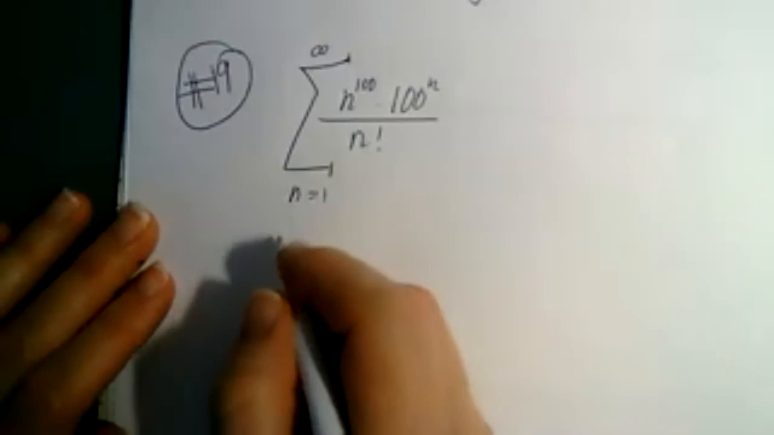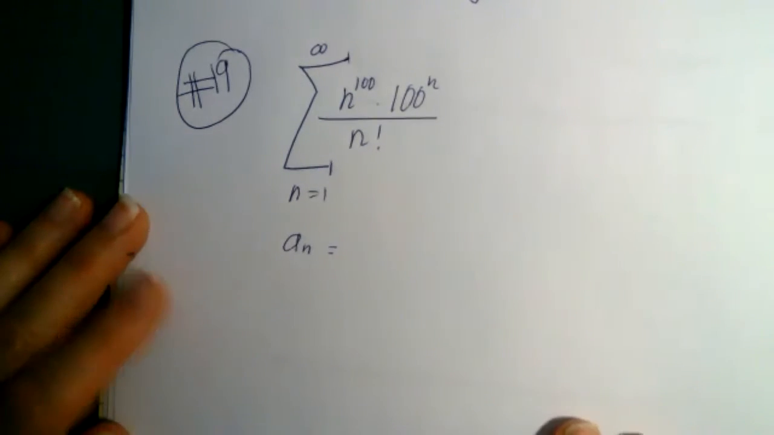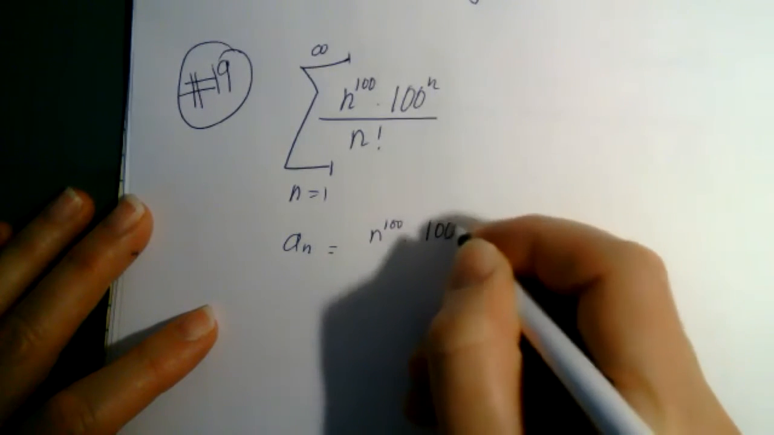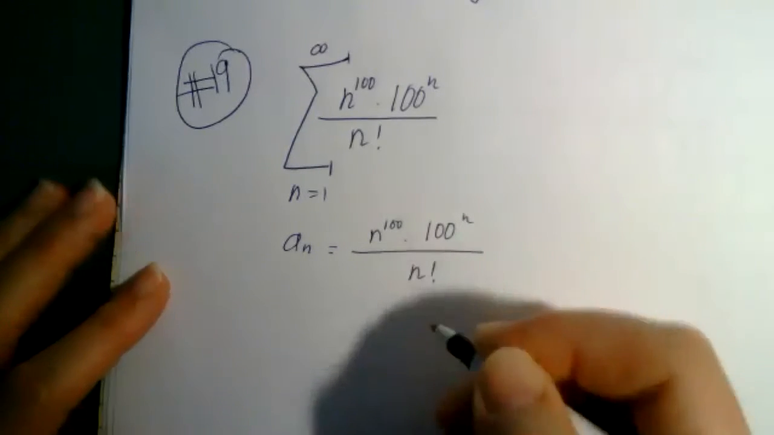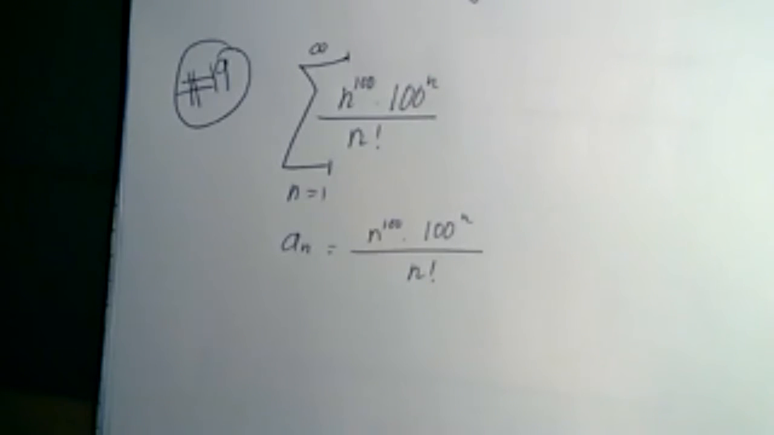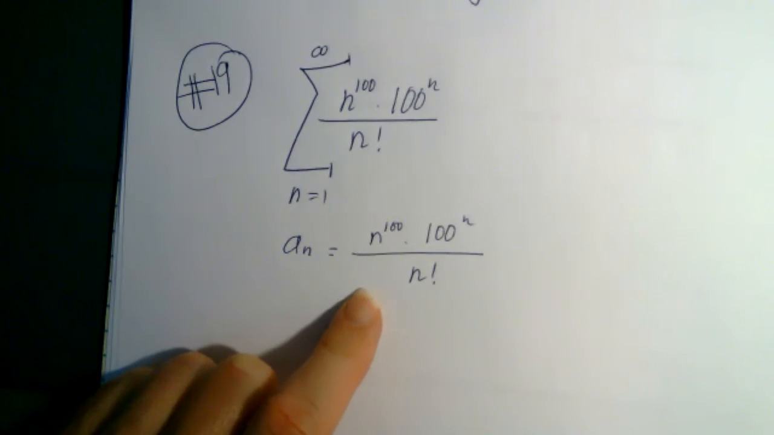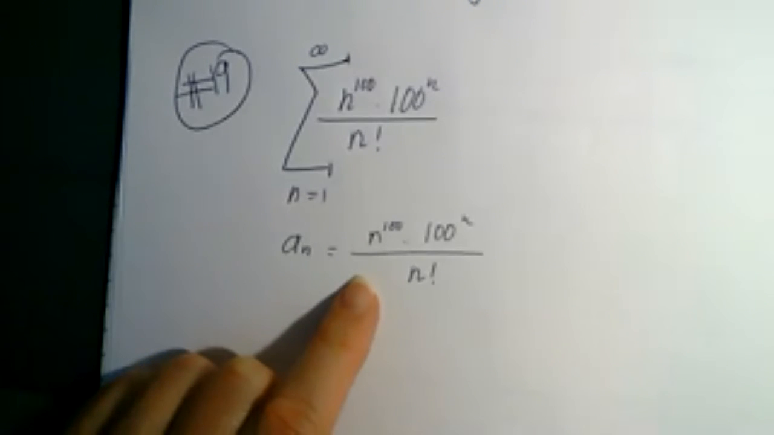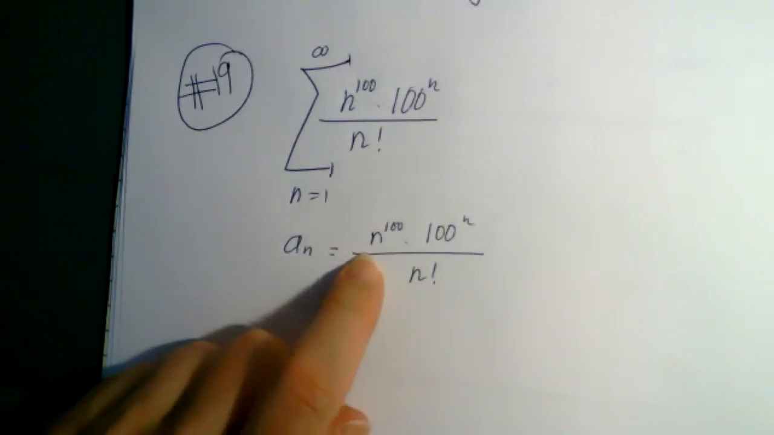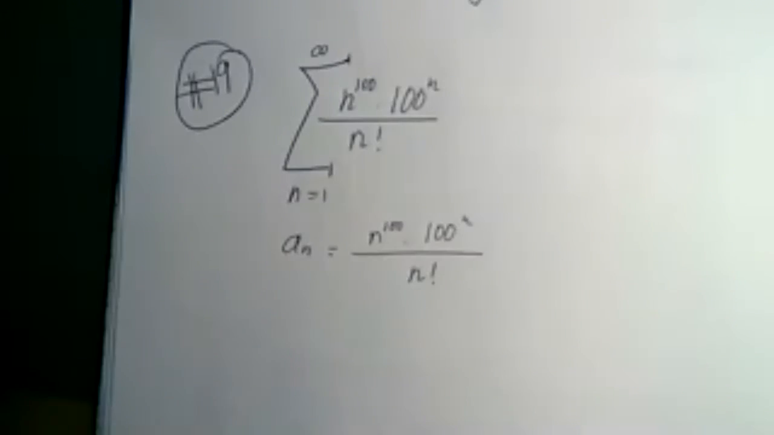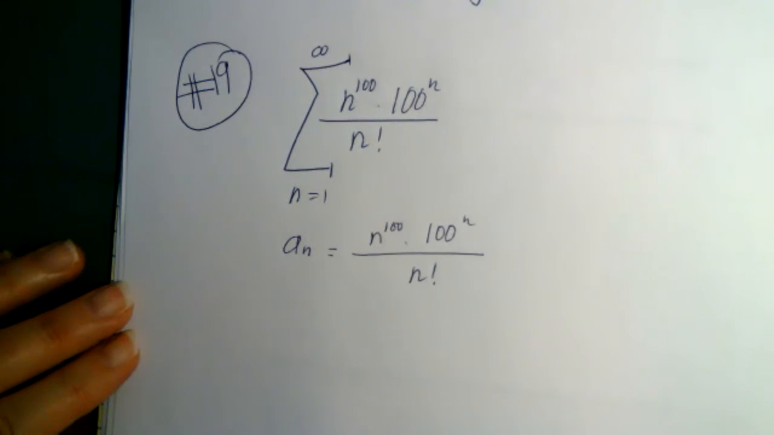I have no idea. So what is a_n? Always check a_n because we're using the ratio test. It's n to the power 100 times 100 to the power n over n factorial. I really don't know if it is big or small when n is large. If I take n to be 100, I'll have 100 to the power 100 times 100 to the power 100 over 100 factorial. It's really hard to judge whether those terms are large or small.